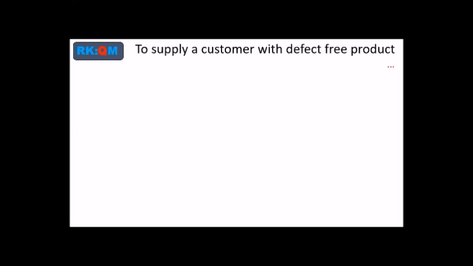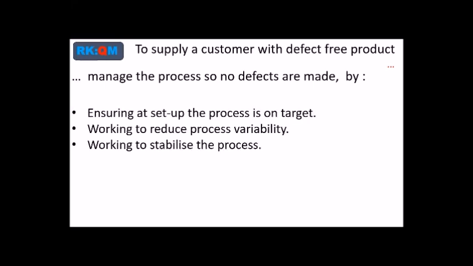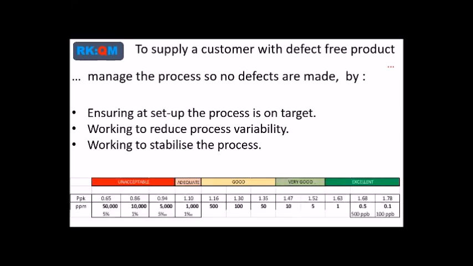To supply a customer with defect-free product, there is only one solution. Make good stuff. Manage the process so none are made. Do this by good setup, reducing variability, and stabilizing the process. Present performance of the defect levels in the packaging industry varies from process to process. The best is measured in parts per billion defective. The worst, probably 5% of all parts produced are out of spec.